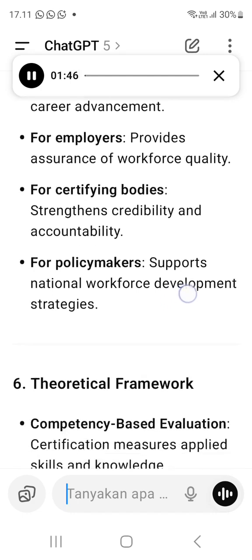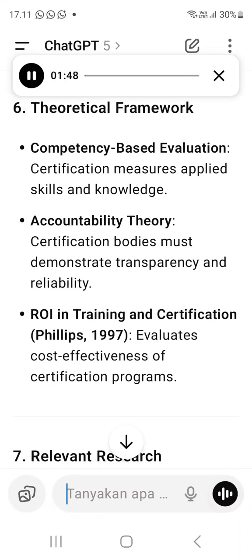6. Theoretical framework. Competency-based evaluation. Certification measures applied skills and knowledge. Accountability theory. Certification bodies must demonstrate transparency and reliability. ROI in training and certification. Phillips, 1997, evaluates cost-effectiveness of certification programs.